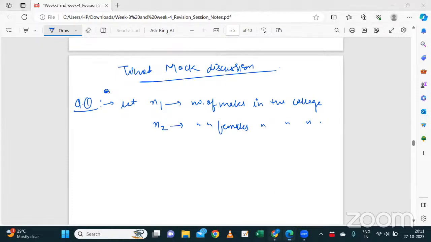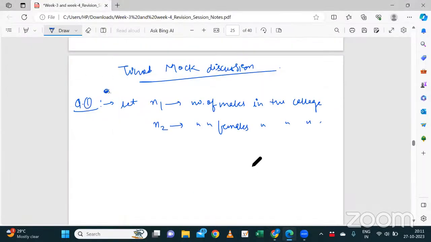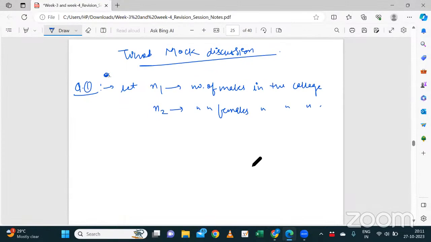Now, can you mute? There is some background noise, please. Whenever you have to speak out, you can unmute. But for the rest of the time, you can stay muted.